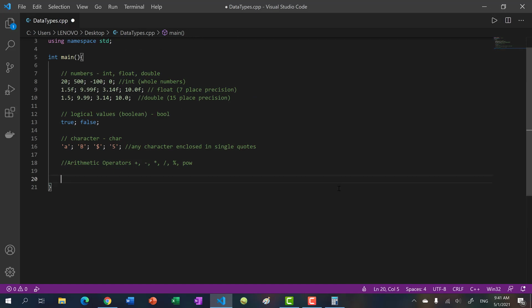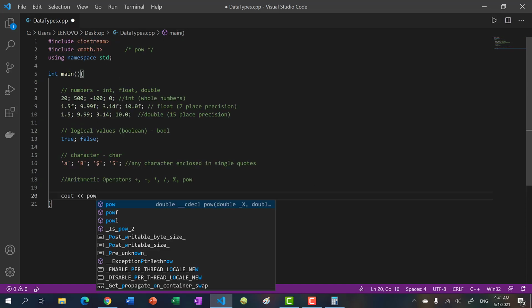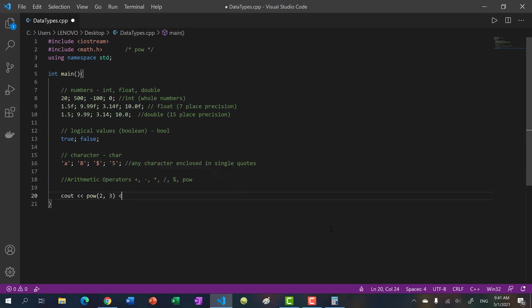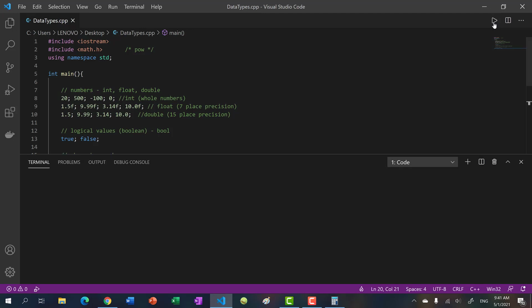So power is basically pow. Make sure you import math.h. H stands for header. So you want to import this file so that you can use the power function. So let's do 2 to the third power and you should get 8. And let's run that. And we get 8. Okay? And if I do 5 to the fourth power, we should get 625.